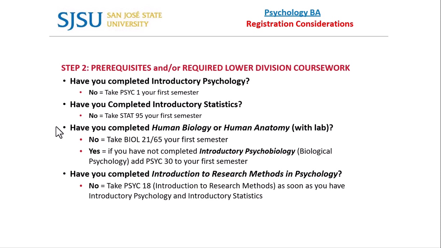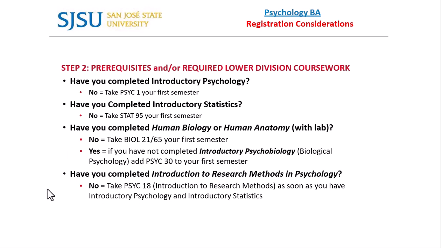Okay, it should indicate on your My Progress report if you've completed it or not. If you have not completed it, it will be red. So if you haven't completed this requirement, then that's a priority in your first semester as a junior or as a transfer student. If you have completed the biology course, then you want to complete Psych 30 if you have not yet completed it.